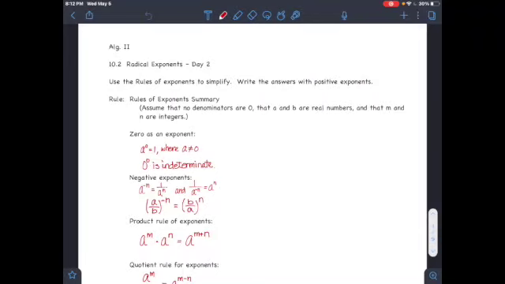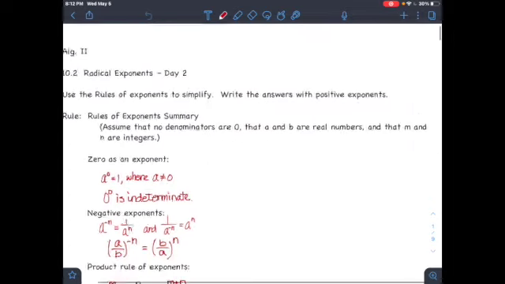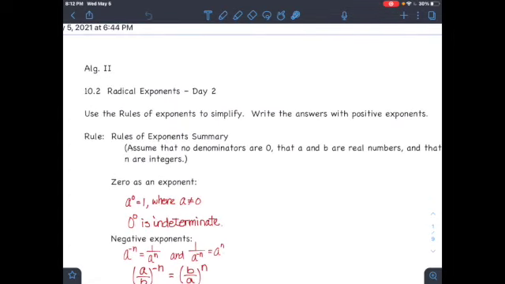Everyone, today's objective is radical exponents. So we're going to start with exponents to simplify. Write the answer with positive exponents. We're going to review all the exponent rules that you covered before. So, rules of exponents, and here's the summary.